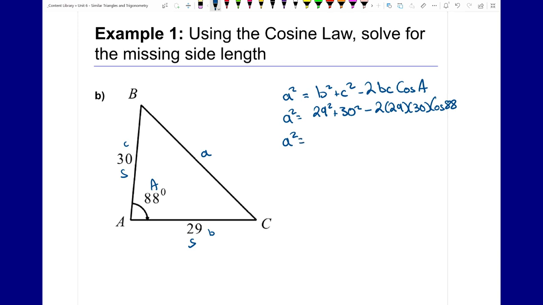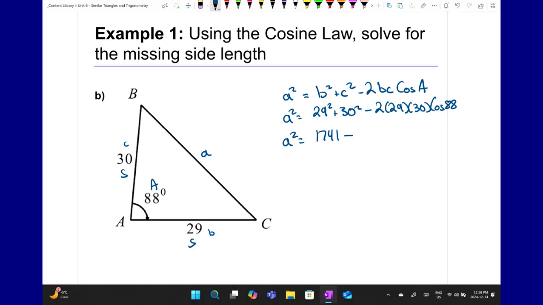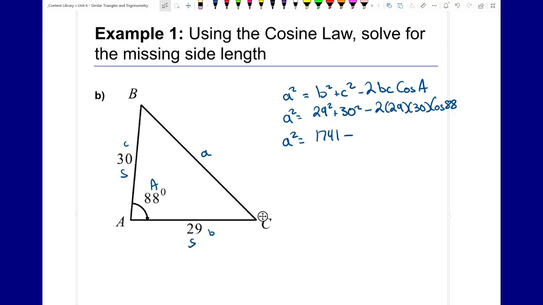I'm going to go through, simplify the first part, and get 1,741. And I'm going to minus whatever the other numbers multiplied are. So if you are going to use that minus and attach it to the 2 and make it a negative 2, then whatever sign your product has is going to be the sign separating them. If it's a positive number, it's going to be plus. If it's a negative number, it's going to be minus. I'm not including that negative; I'm just going to put the negative and leave it there. So I'm going to do 2 times 29 times 30 times cosine 88.